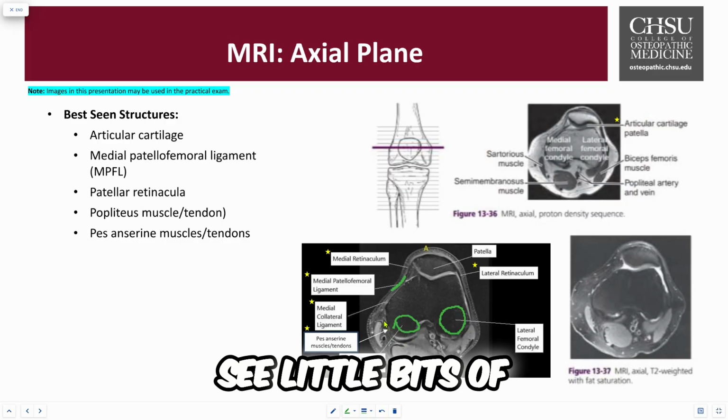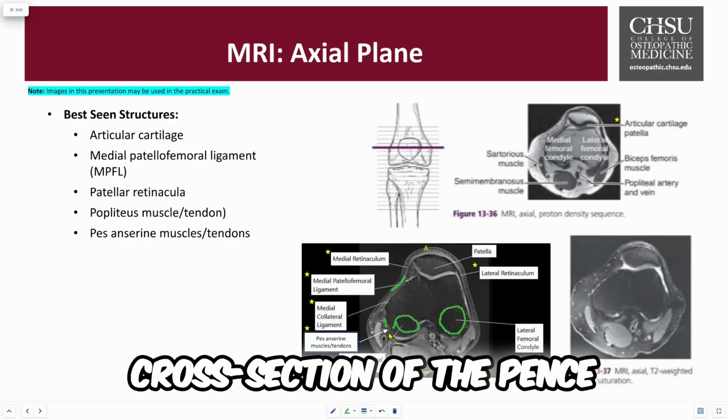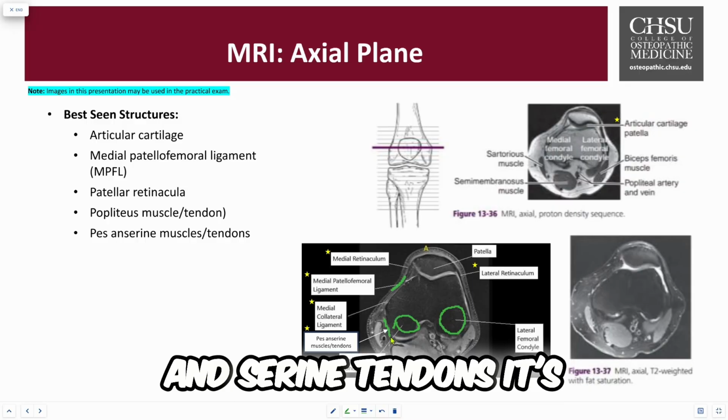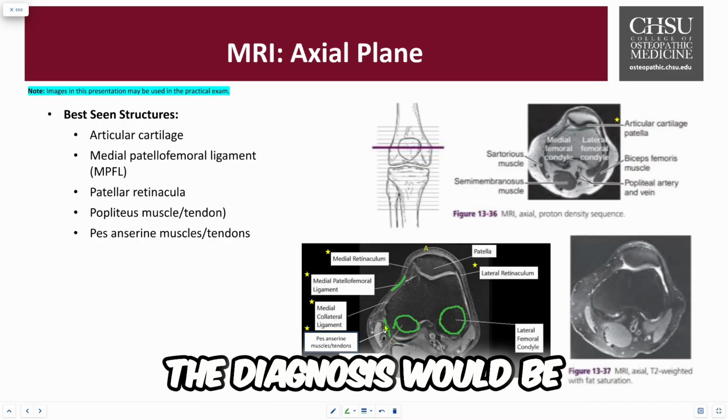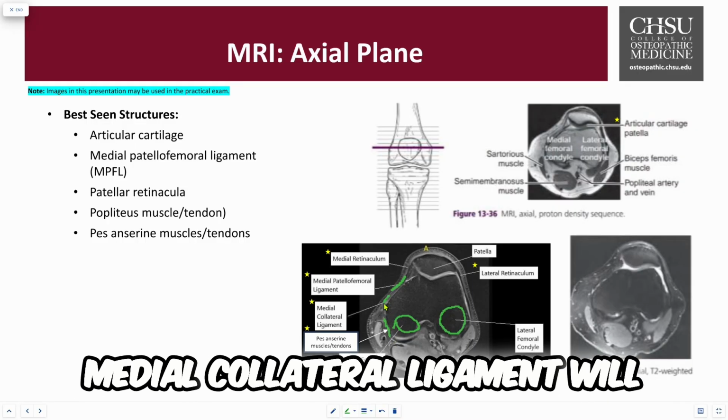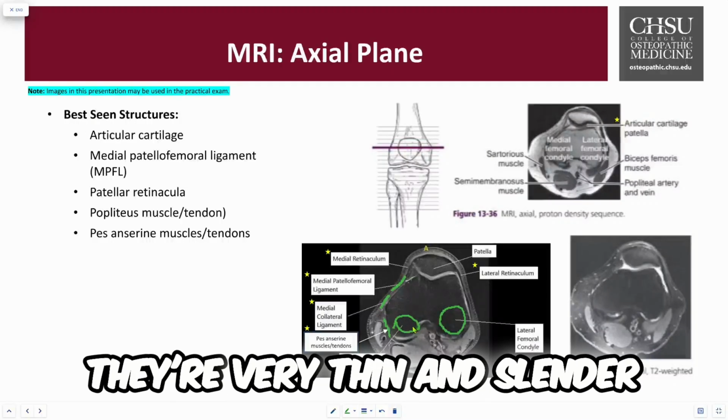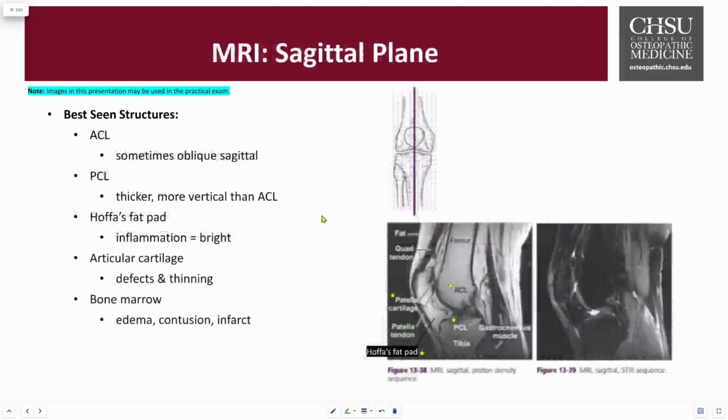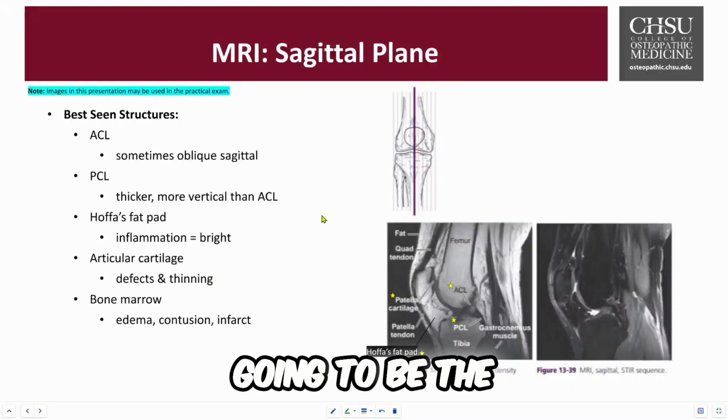And then we can actually see little bits of cross-section of the pes anserine tendons. It's kind of hard to see which muscles, but the semitendinosus would be right here. And the medial collateral ligament will be right here. So they're very thin and slender. All right, the next view over here is going to be the sagittal view.